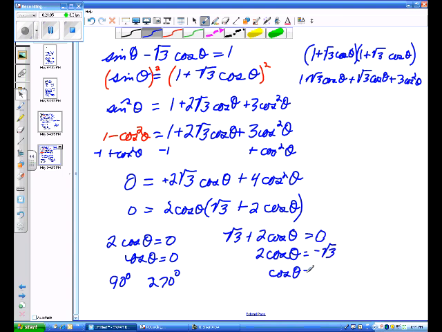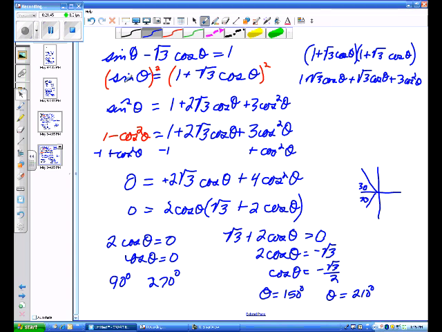And divide by 2. So the cosine is the square root of 3 over 2 at 30, and it's negative, so that means we're in the second or the third quadrant. So we get that theta would be 150 degrees, or theta would be 210 degrees. Now we have to check these solutions because we did this little thing up here of squaring both sides.